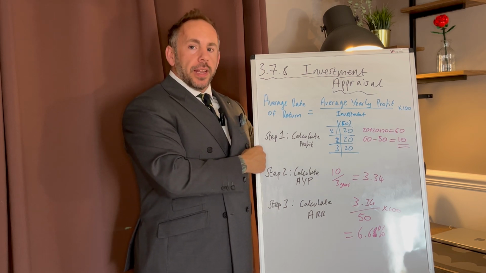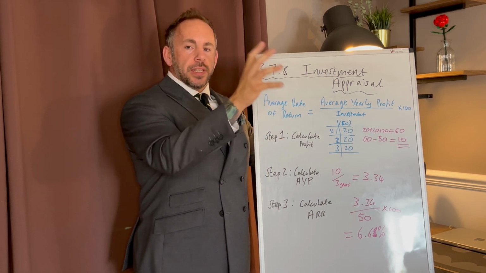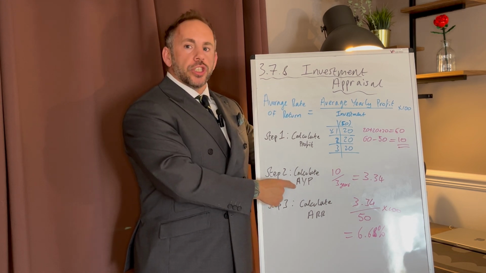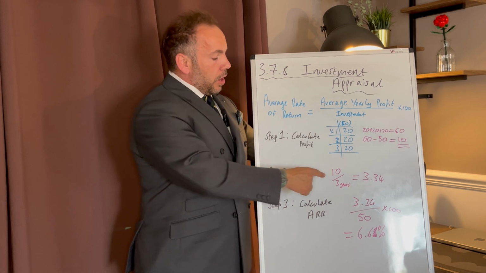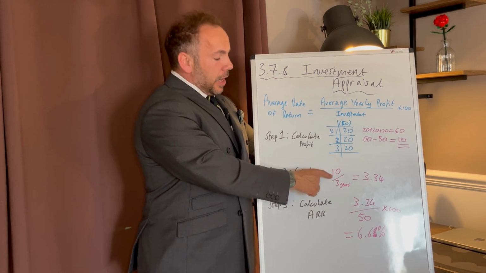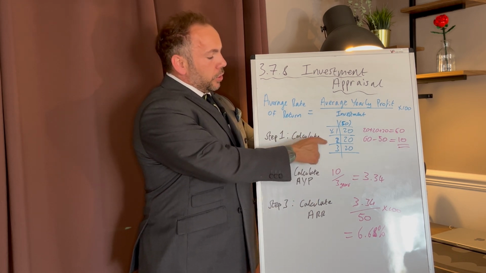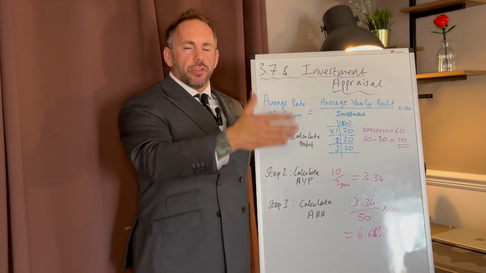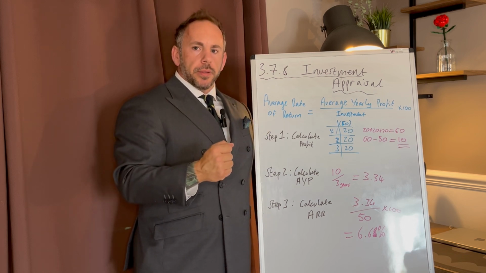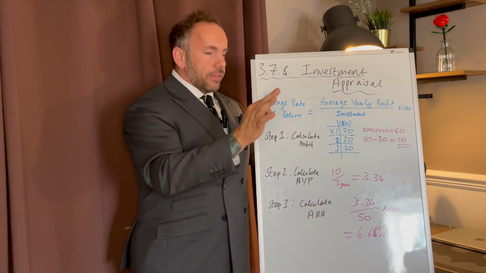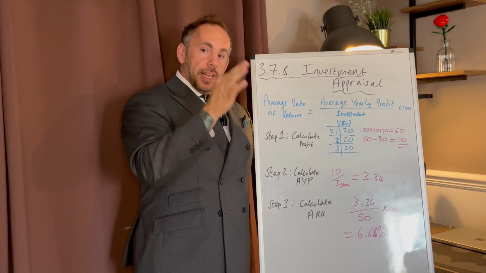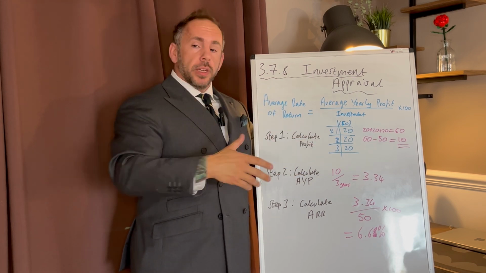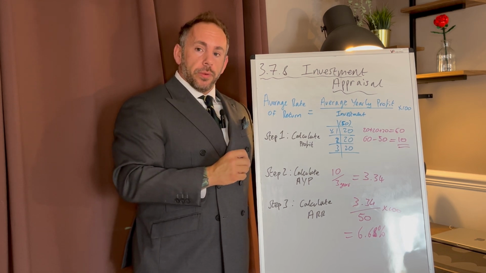Step 1, calculate the profit. Inflows minus the investment. Step 2, I need to calculate my average yearly profit. Well, I take my 10 profit and I simply divide it by the number of years, 1, 2, 3. So 10 divided by 3, and I've just rounded it up to 3.34 just to make life a little bit simpler. Okay? So the average yearly profit for this investment is 3.34 million per year. So it's 10 overall, divided by 3, 3.34.